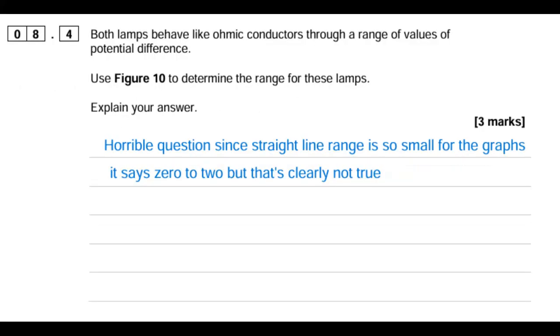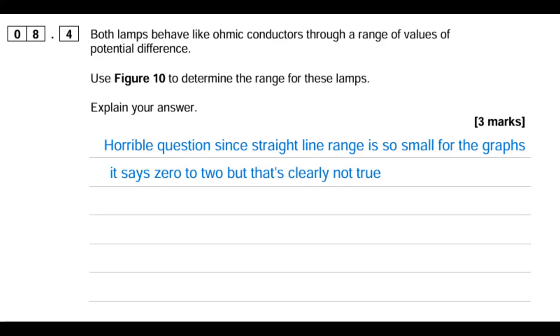Now, I'm just going to show the answer straight away for 8.4 because it's not a very good question. It asks through which range of voltages both lamps act like ohmic conductors, which means they have a constant resistance, which is shown as a straight line through the origin. And this is a horrible question since the range for which they're straight lines is so small. And it says 0 to 2.